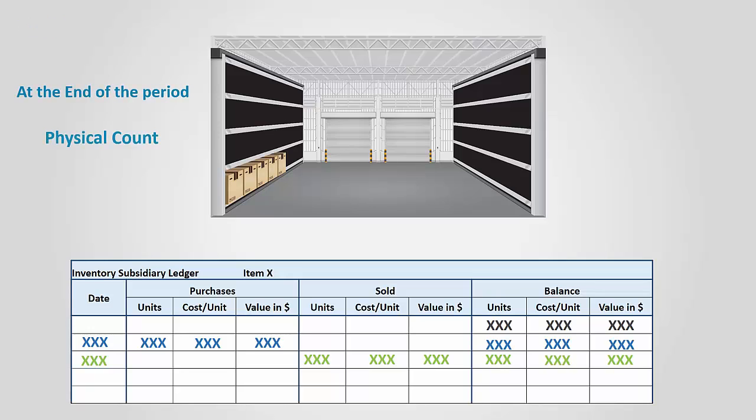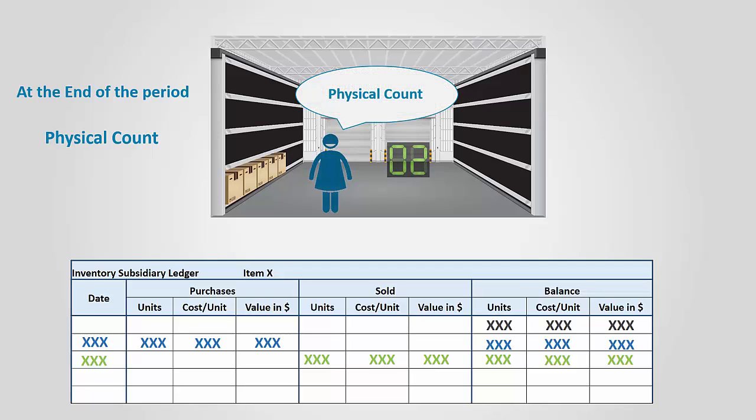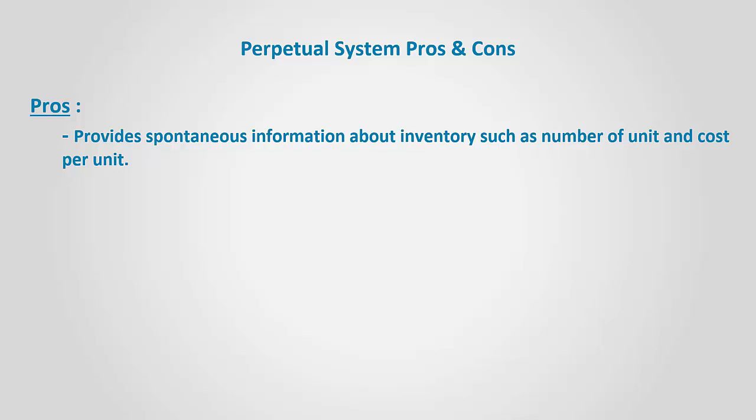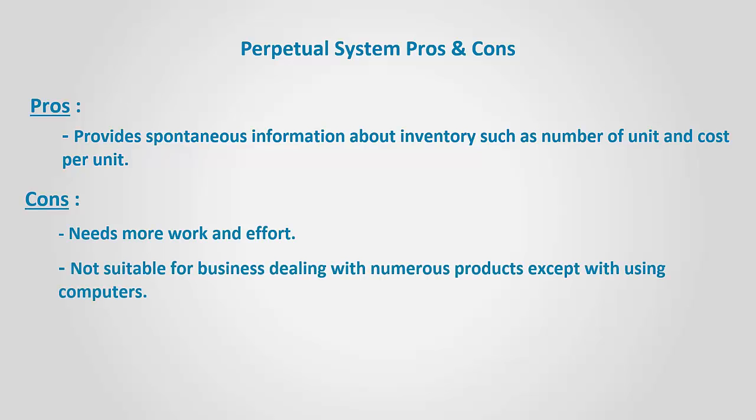At the end of the period, the balance of the subsidiary ledger is matched with the physical count to make sure that there is nothing missing. It provides detailed information about each inventory item. At any point during the period, it can provide the number of units, cost and dollar amount of each inventory item. However, the problem with the perpetual system is that it needs more work to track all the items.